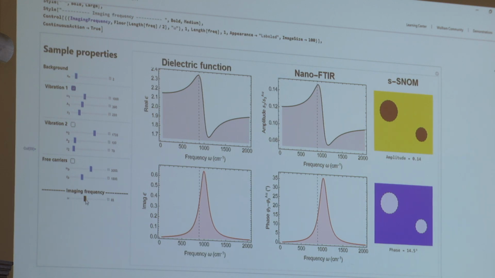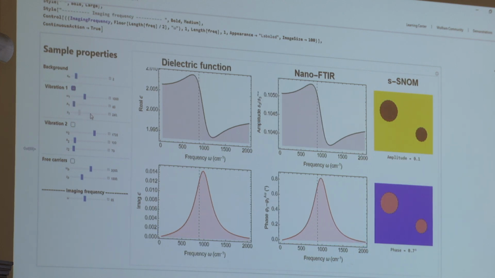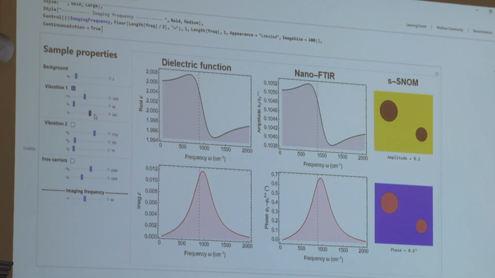Yeah, so for organic samples, it's not so interesting to play around with this. But in a few minutes, we play around with this for stronger oscillators. We can make it also broader, all these things. And you see that the shape is always the same.